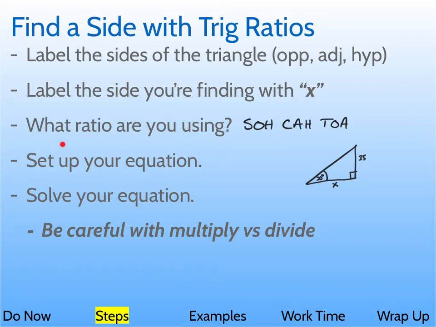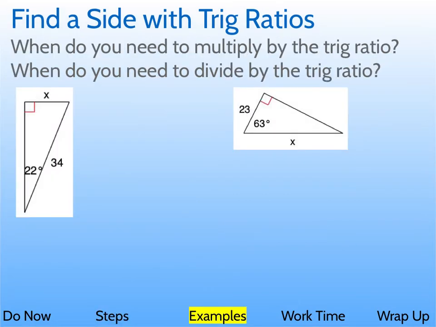Then you set up your equation. So it would be tangent of 20 equals 35 over x. And then finally, solve it. Put your trig ratio over 1, cross multiply. And then be careful of whether or not you have to multiply or divide in the end to finally solve for x. So with these, let's look at a couple examples. And a good thing here is when do you multiply by the trig ratio? When do you divide by the trig ratio? Good thing to look out for.